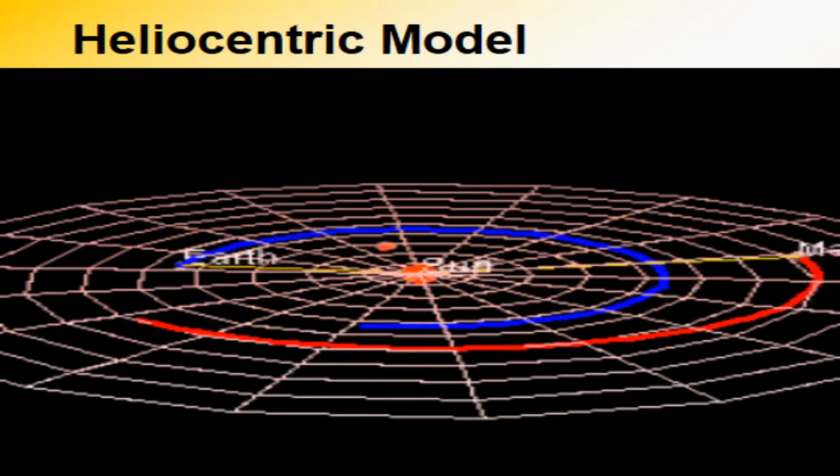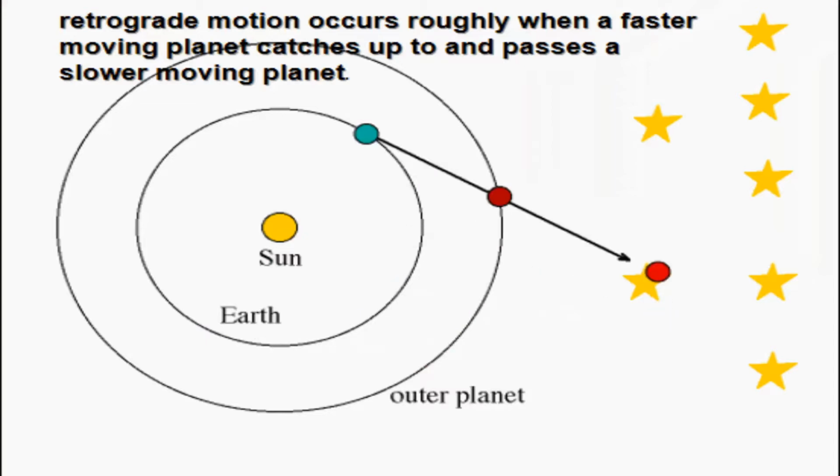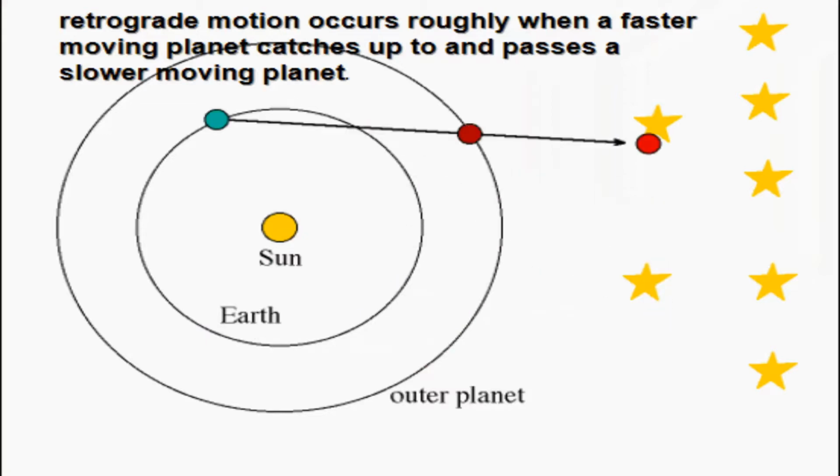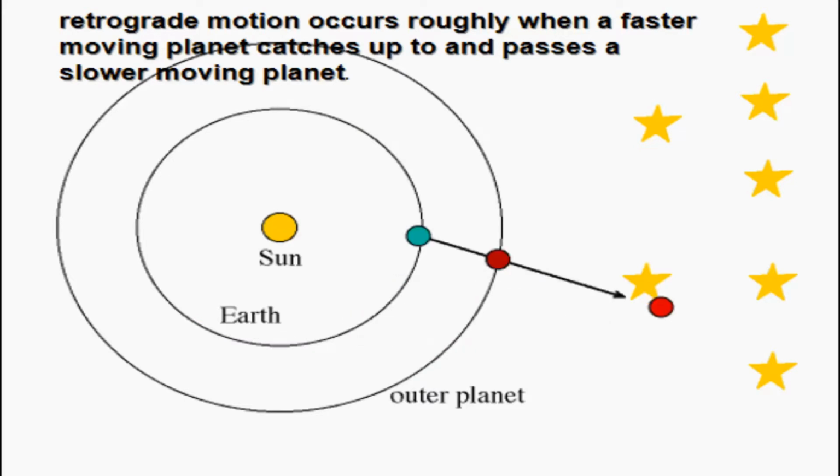So Copernicus had placed the sun rather than the earth at the center of the universe. So we call this the heliocentric model. Helio meaning sun, sun-centered model of the universe. Now, using this heliocentric model, Nicholas Copernicus was able to solve the problem of retrograde motion of the planet, especially that of Mars. Now, according to Nicholas Copernicus, retrograde motion occurs roughly when a faster moving planet catches up to and passes a slower moving planet.